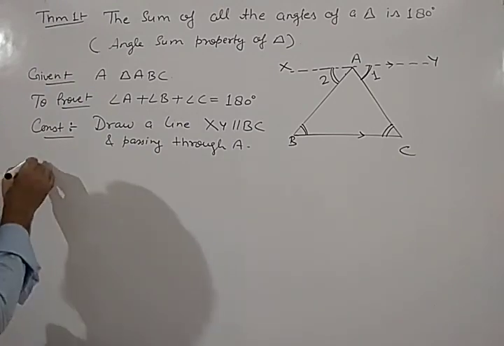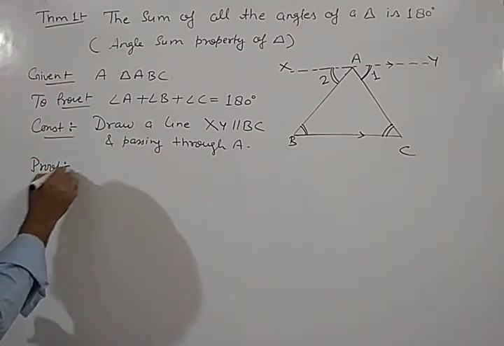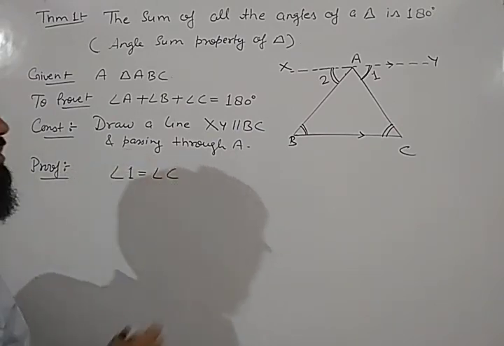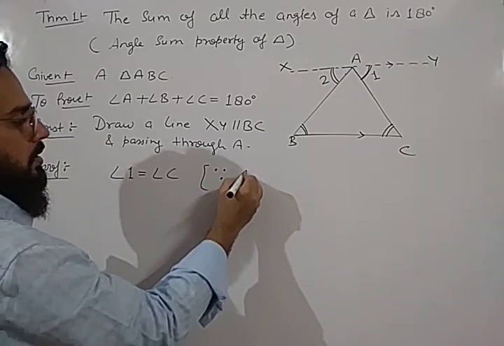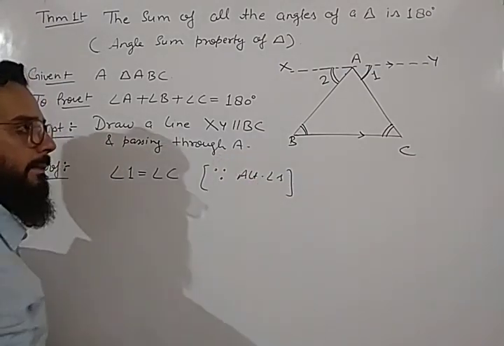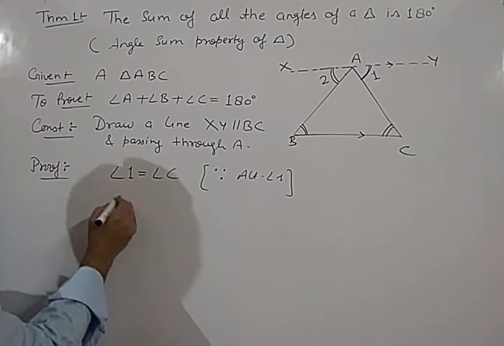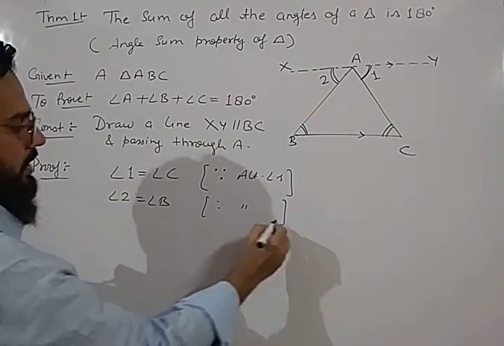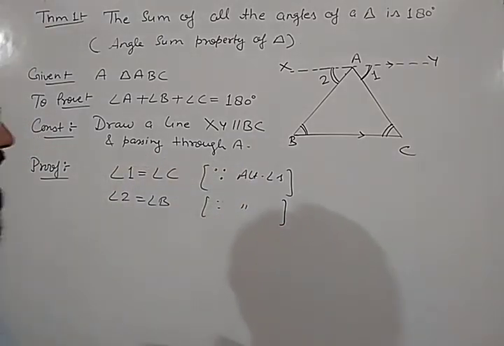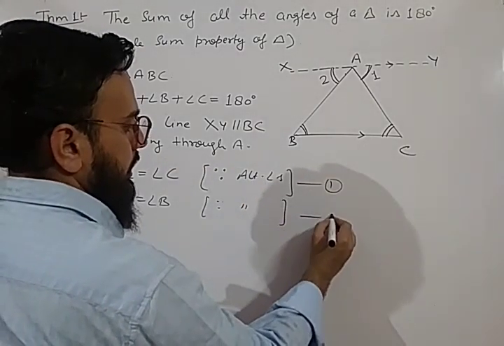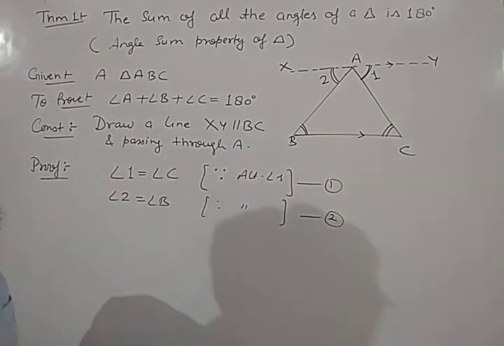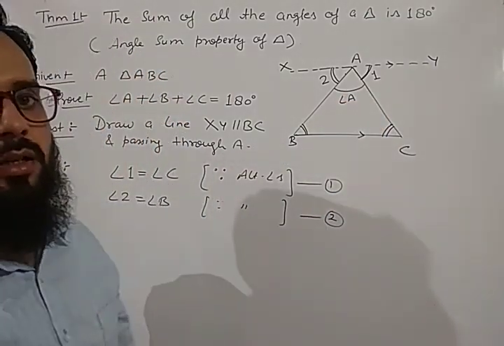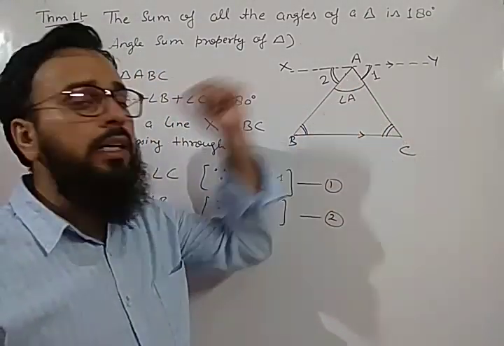So now we are going to start the proof of this theorem. The first statement we will write: angle 1 is equal to angle C. Why are they equal? Since alternate angles. Similarly, angle 2 is equal to angle B. Again same thing, alternate angles. Let us consider these equation number 1 and equation number 2. Now what is this angle? This is angle A, the interior angle of the triangle.